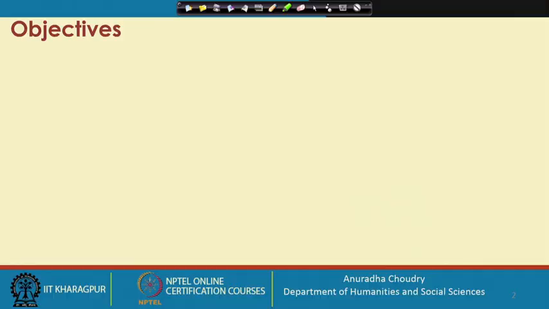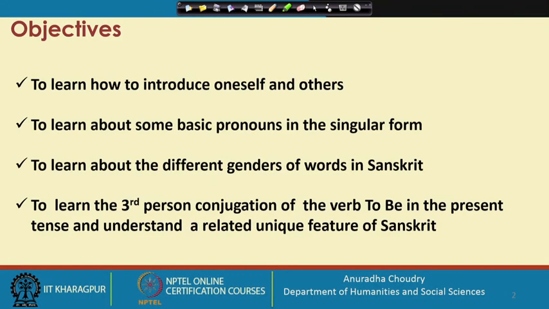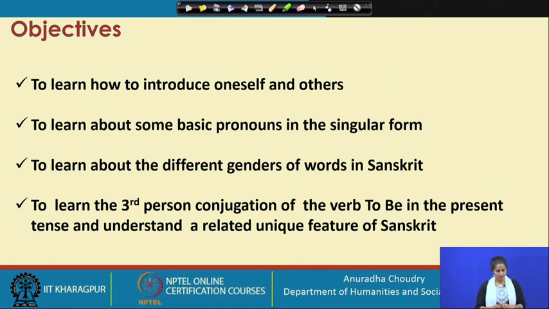The objectives of this particular session are the following. First, we will learn how to introduce oneself and others. Then I will teach you some basic pronouns in the singular form. From there, you will also learn some of the genders of different words in Sanskrit, and then I will present to you the third person conjugation of the verb to be in the present tense, and also try and highlight some unique features of Sanskrit which is related to this verb to be.